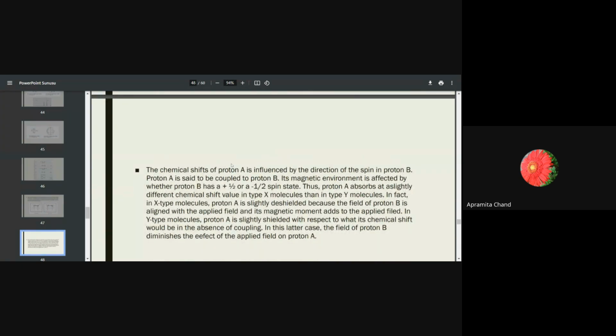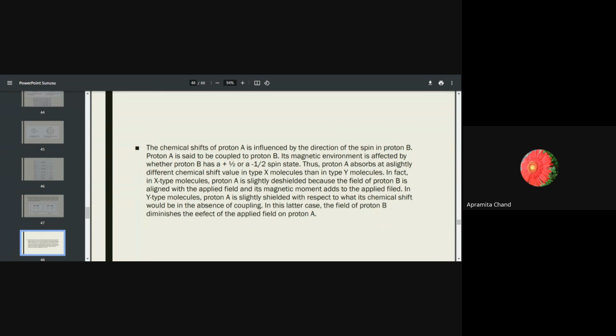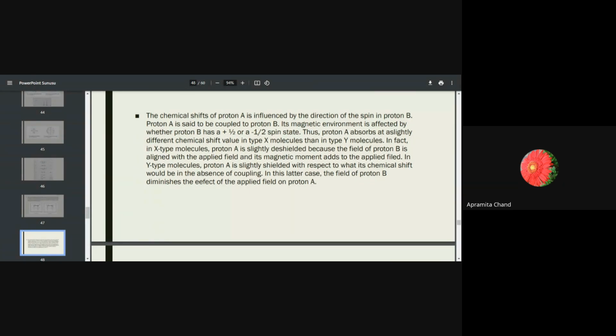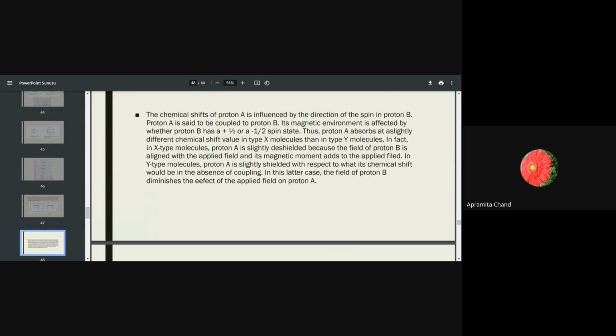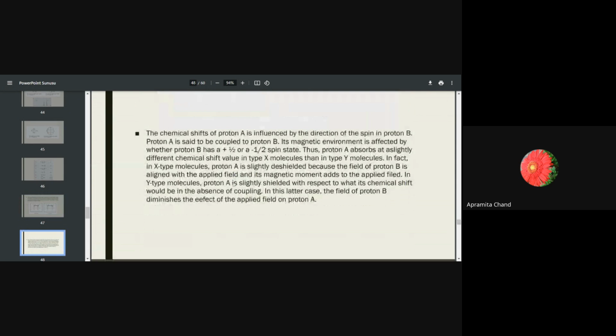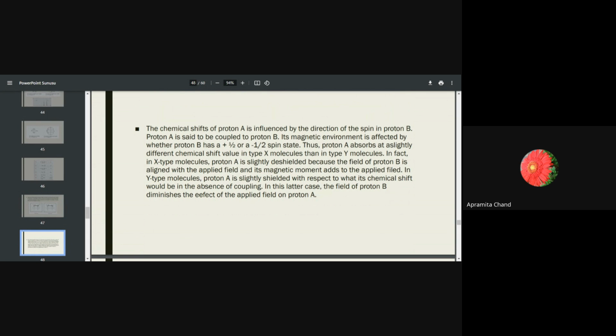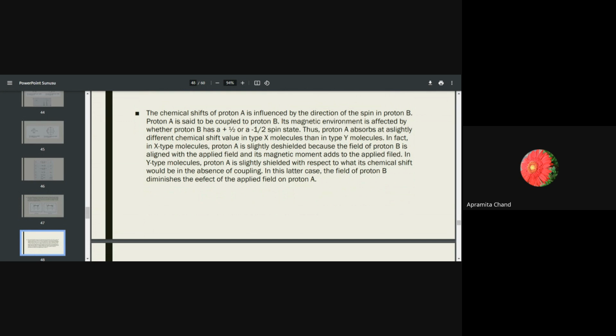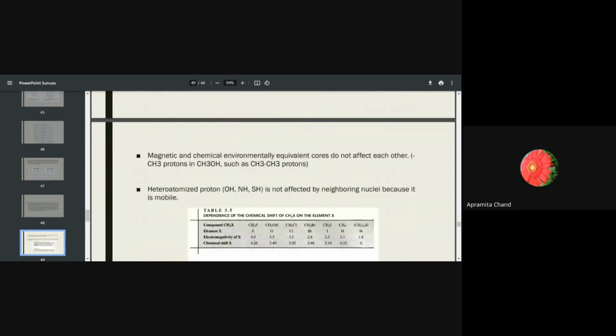Now the chemical shift of proton A will be influenced by the direction of the spin, since it is coupled to proton B. Its magnetic environment will be affected whether it has a plus half or a minus half spin state. So proton A will absorb at a slightly different chemical shift value in type X than in type Y molecules. In X-type molecules, where the directions are aligned the same, the proton will be slightly deshielded because the field of the adjacent proton is aligned with the applied field, so its magnetic moment adds to the applied field. In Y-type molecules, the proton will be slightly shielded because the field of proton B diminishes the effect of the applied field on proton A.